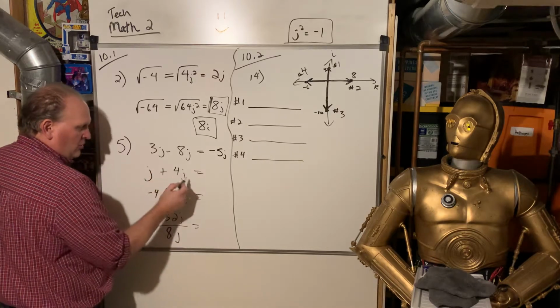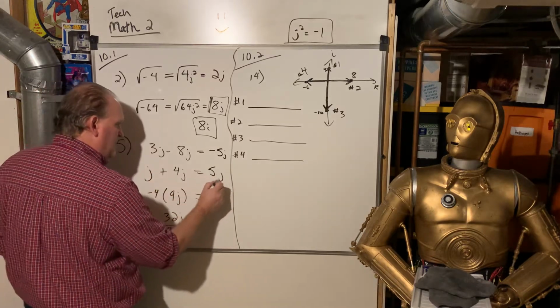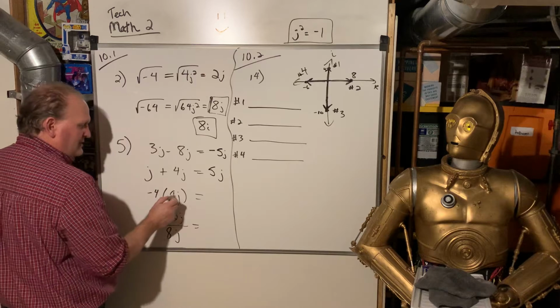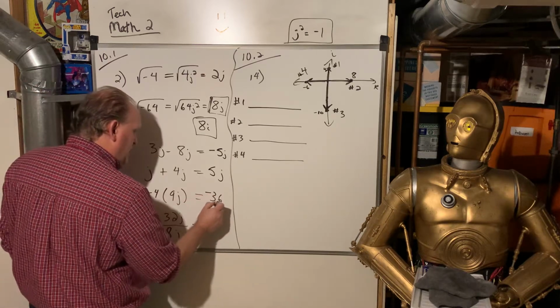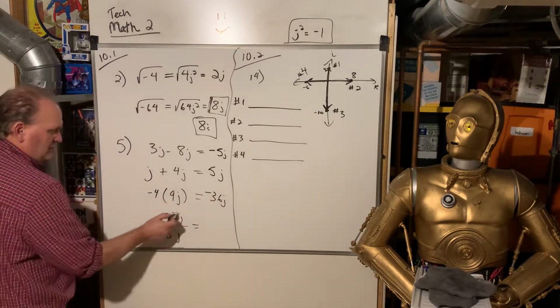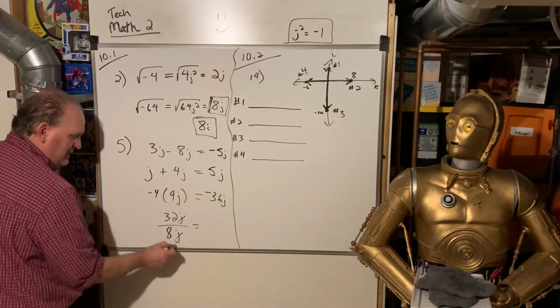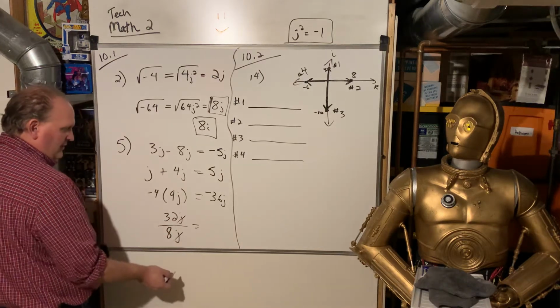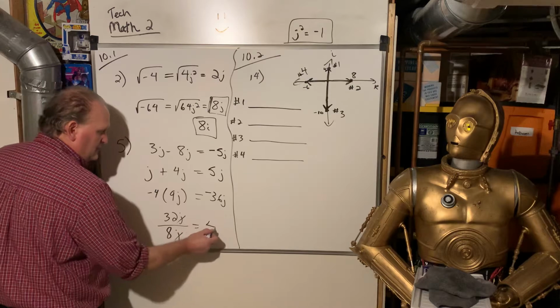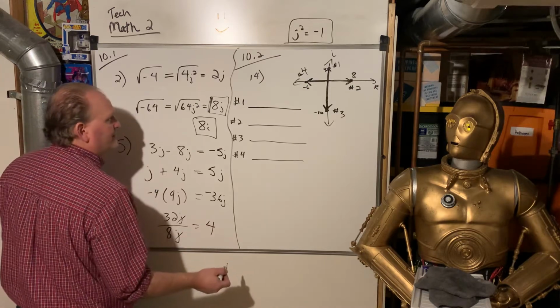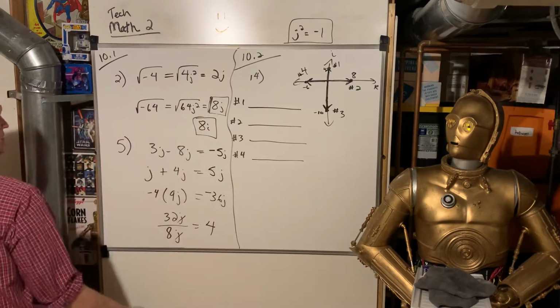1j plus 4j is 5j. -4 times 9j is -36j. And 32j over 8j, the j's cancel just like they would if it was a variable. And 32 divided by 8 is 4. Okay? So that is it for 10.1.